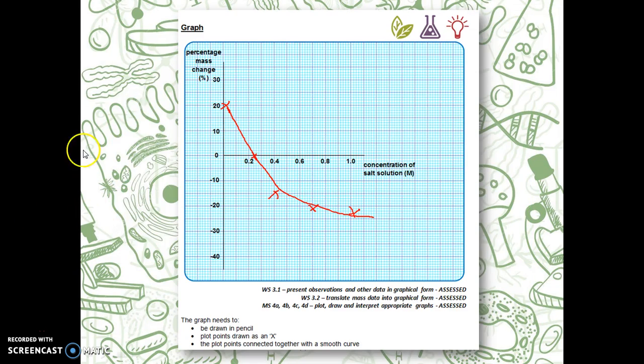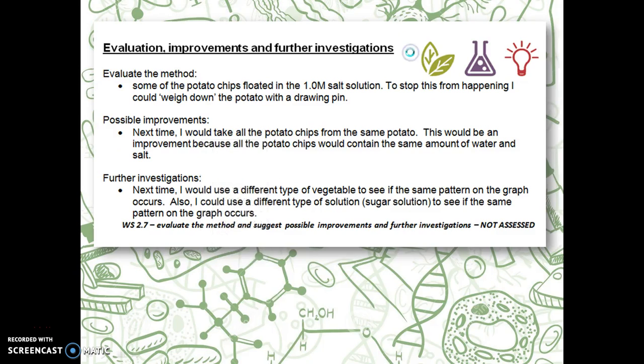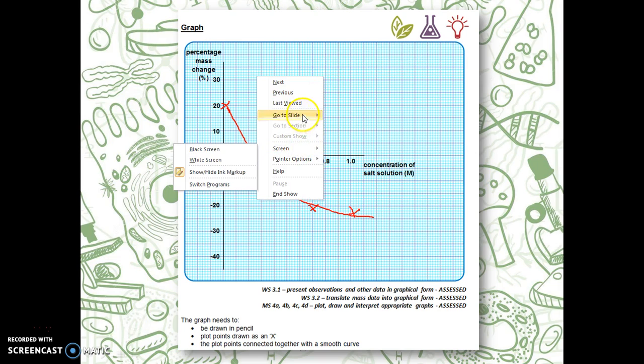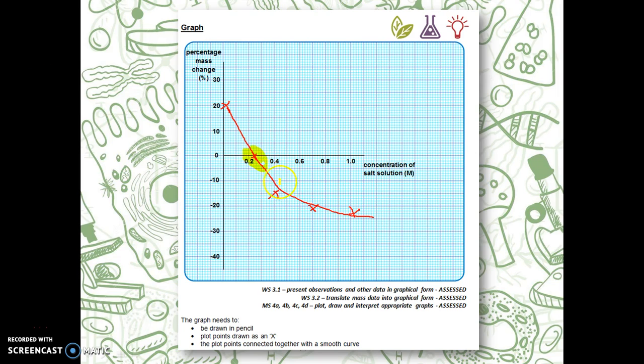So at this point here, you may want to label on your graph that it's isotonic, where it just crosses over the x-axis, because that's where the solutions are the same on both sides. So there's no net movement. There's just as much water going into the potato as coming out of it.